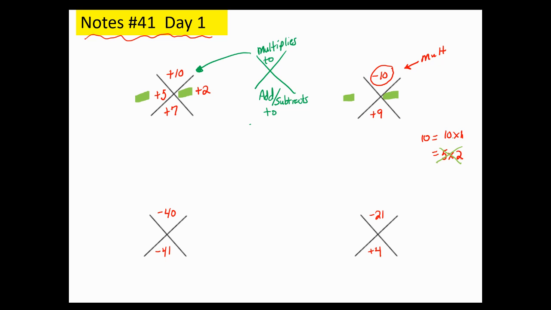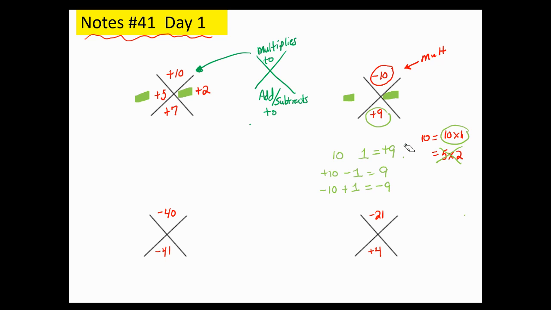But 10 and 1, that could get us to a 9, couldn't it? So what kind of 10 and what kind of 1 gets us to a positive 9? That's the question. Well, it could either be positive 10 minus 1, which is 9. That works. If you did it the other way, a negative 10 plus 1, that doesn't work. You should know that that equals negative 9, right? So we have to watch the signs here.